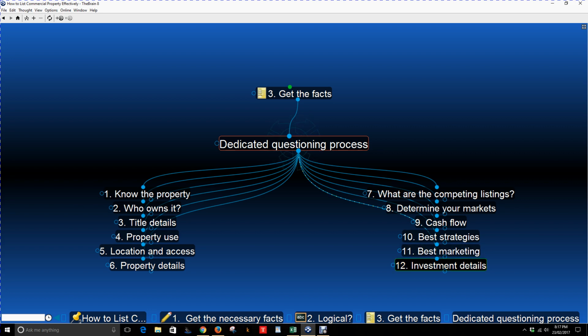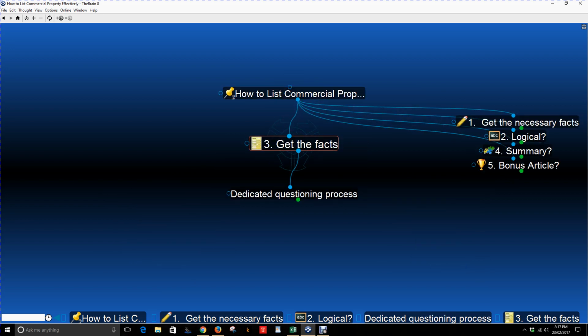So lastly, the investment details for the asset. If you are selling an investment property, you need to go deeper when it comes to documentation, ownership records, lease tenures, tenant occupancy, the things that affect the impact of investment over the years. So that is a dedicated questioning process. That is how you get all of the facts.